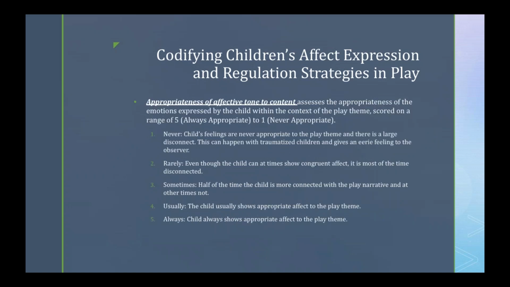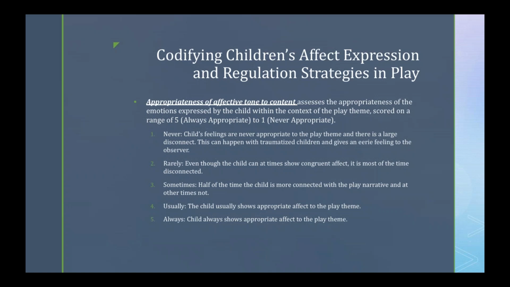The final affect structure item of the CPTI is appropriateness of the affect to the content, which assesses, as the name implies, appropriateness of the emotions expressed by the child within the context of the play theme. Are they always appropriate, a score of 5, or never appropriate? So we give a score of 1 when the child's feelings are never appropriate to the play theme and there is a large disconnect. This happens mostly with very, very traumatized children and gives an eerie feeling to the observer.